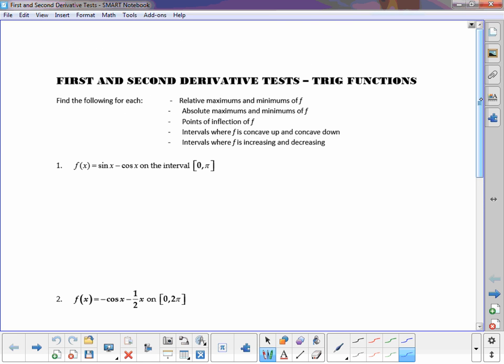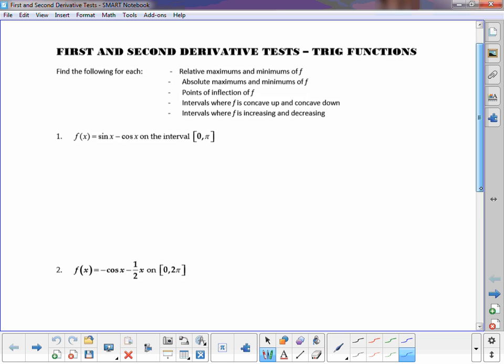So again, first and second derivative test, you need to know your justifications. If my function is increasing, how do we know? If my function is decreasing, how do I know where my relative maxes and mins are? We need to know all of our justifications, and now we're just doing it with true.